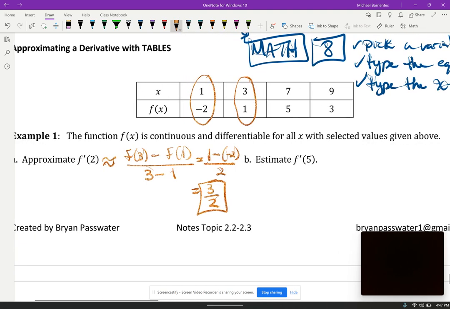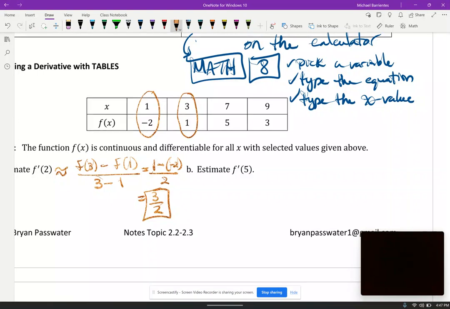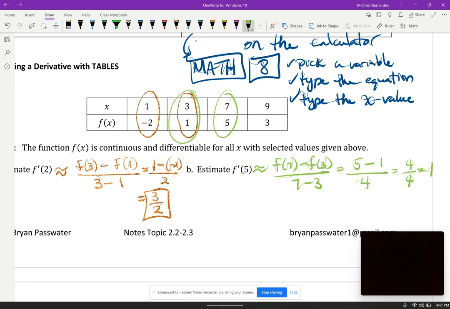Okay, well, let's try the next one. Can we estimate the derivative, f prime, at x equals 5? Once again, I don't see x equals 5. So I'm going to choose the two closest points to 5, which would be this one and this one. And I'm going to approximate this value with f of 7 minus f of 3 over 7 minus 3. Or the output or y value at 7 minus the output or y value at 3 divided by 4. And if you do this, you're going to get 1.